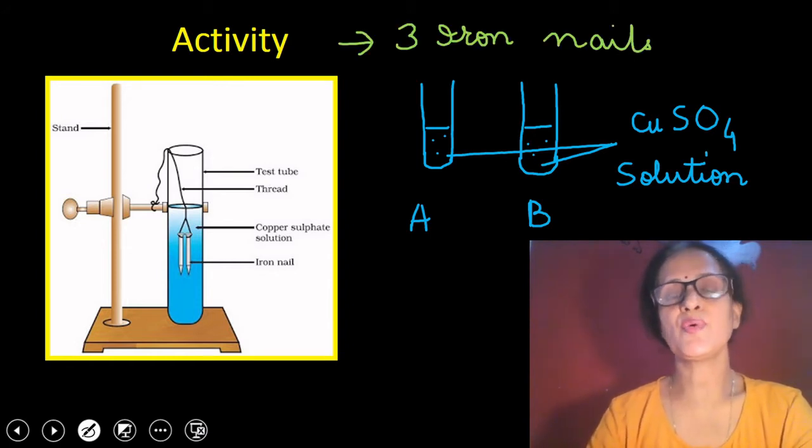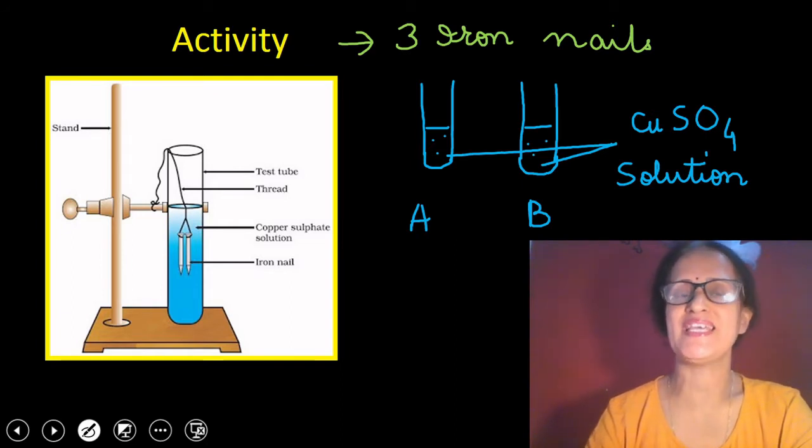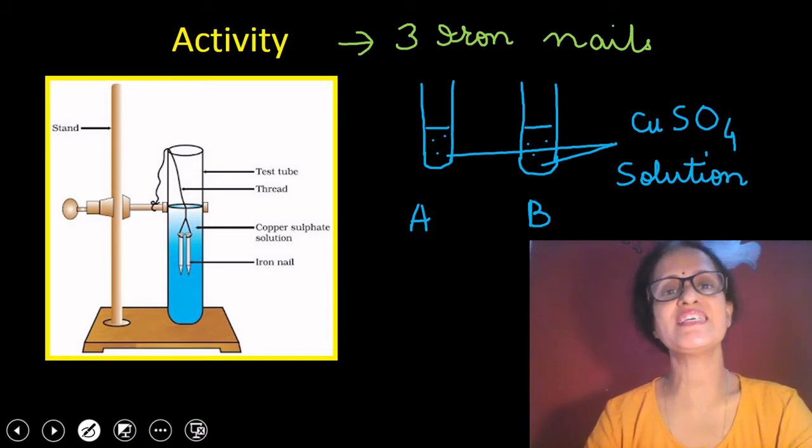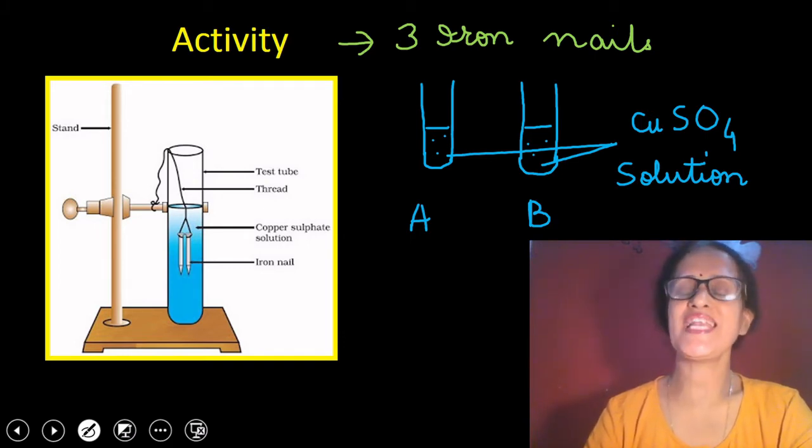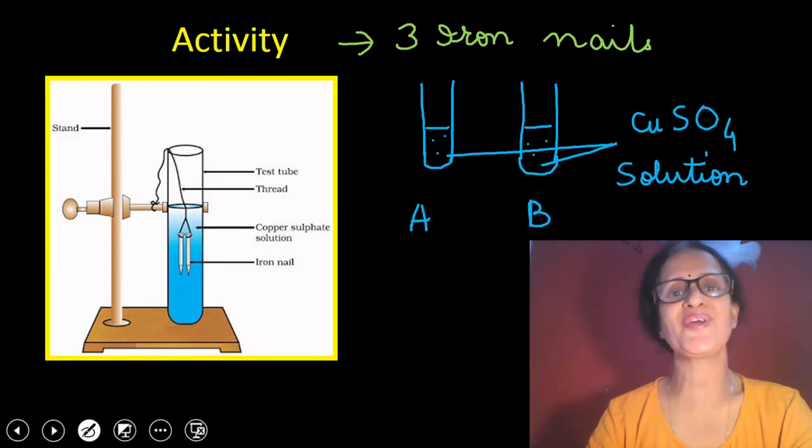You will tie 2 iron nails with the help of a thread and hang them in the copper sulfate solution in test tube B, as it is shown in this figure. And test tube A you will leave as it is. One of the iron nails you will keep aside for comparison and leave this setup for 20 minutes. After 20 minutes, you take out the iron nails from test tube B.